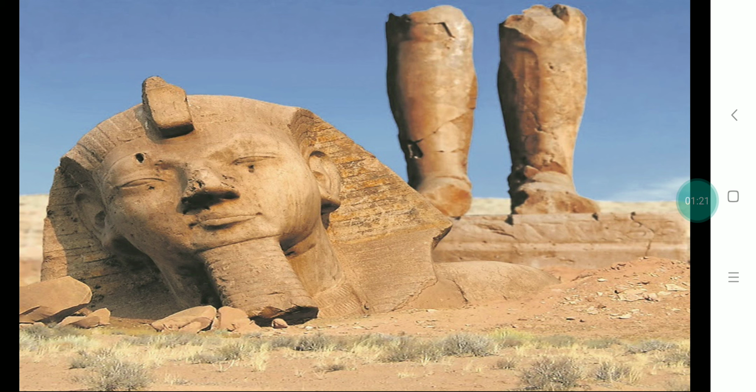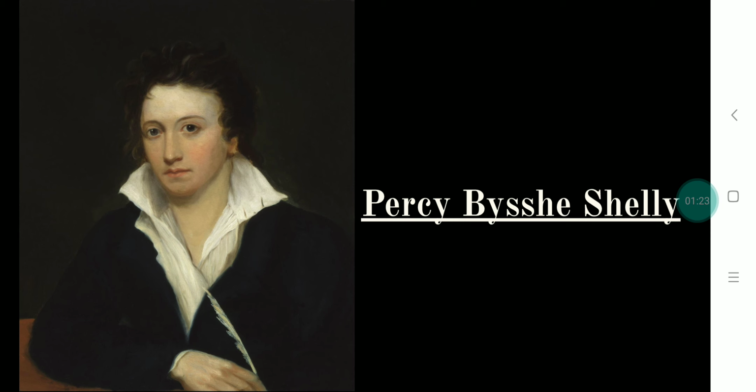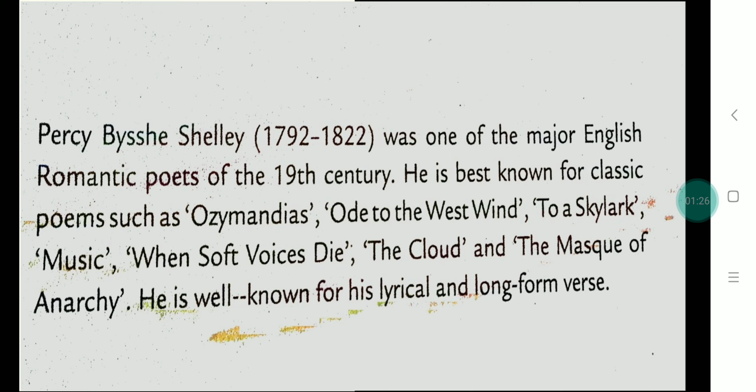Okay, now let us talk about the poet Percy Bysshe Shelley. He was one of the major English romantic poets of the 19th century. He is best known for classic poems such as Ozymandias, Ode to the West Wind, To a Skylark, Music, When Soft Voices Die, The Cloud, and The Mask of Anarchy. He is well known for his lyrical and long form verse.